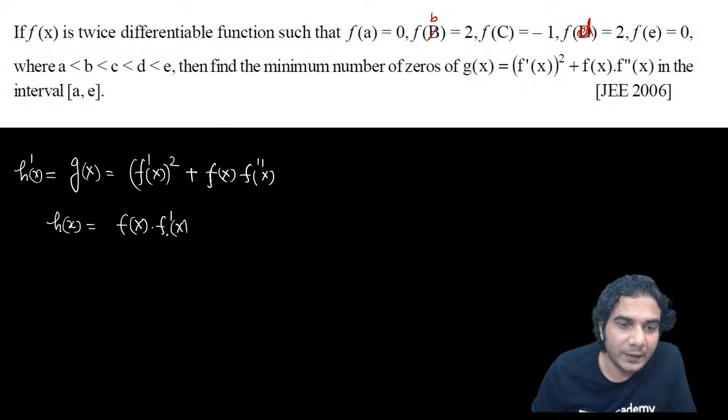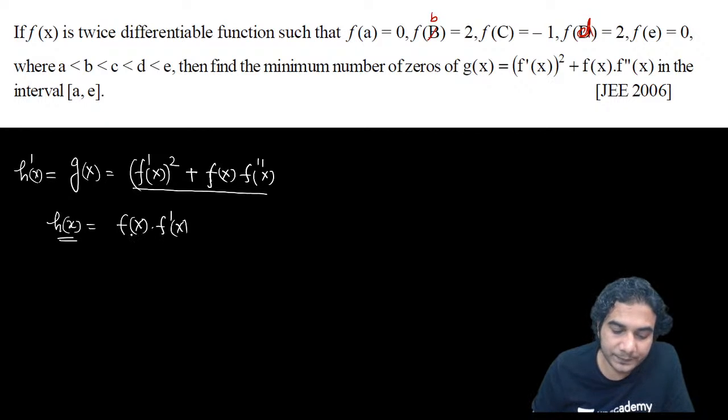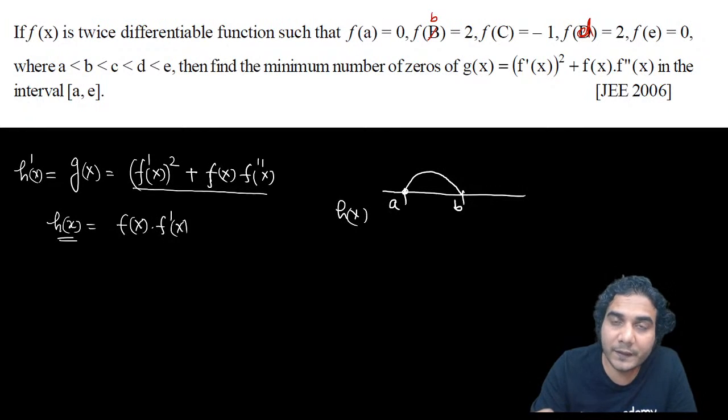You can see if h(x) is f(x) into f dash, then h dash will be f into f double dash plus f dash into f dash, that is f dash square, right? All right. So g(x) is nothing but the derivative of the h function, and now this is your h. So you have got h.